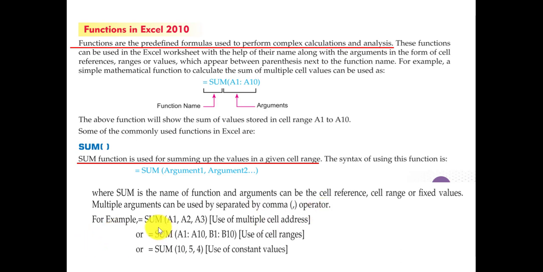For example, SUM, bracket start, A1, comma, A2, comma, A3. This function will calculate the sum of these three cells. Or SUM(A1:A10, B1:B10), or equals to SUM(10,5,4), which will calculate 10 plus 5 plus 4.